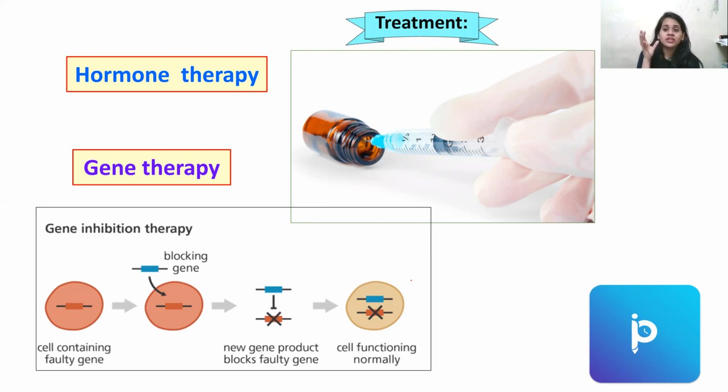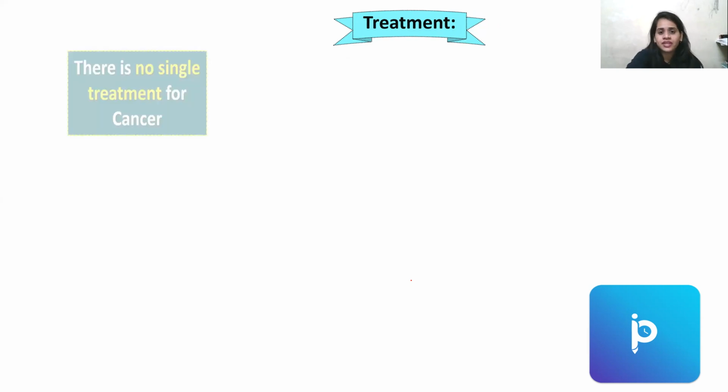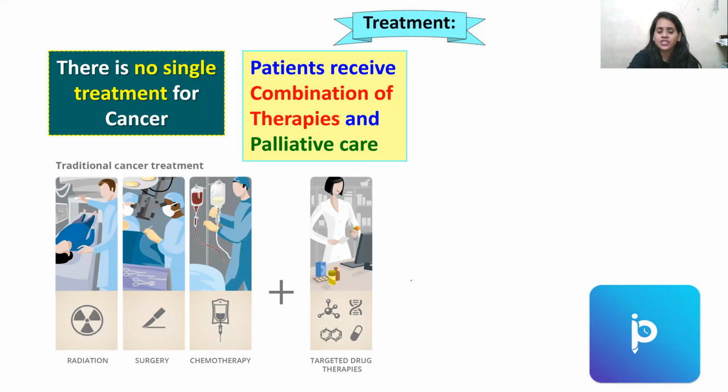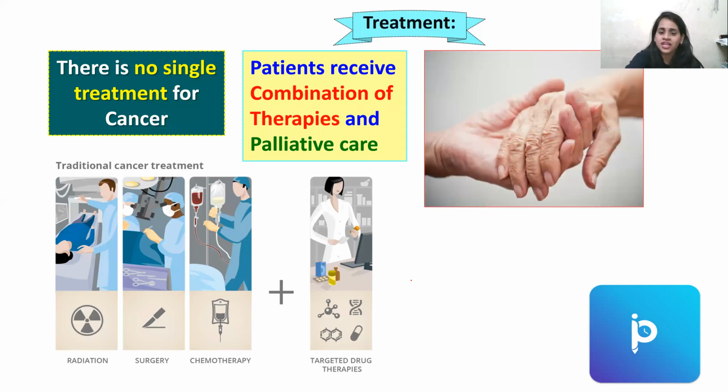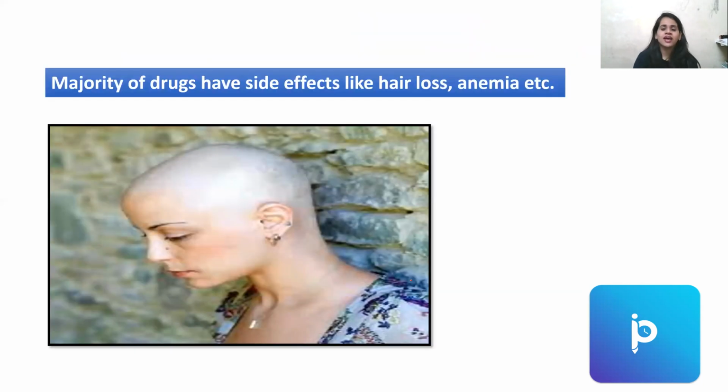So initially we talked about the diagnosis, how you could diagnose a cancer, and then we talked about the treatment of cancer. There is no single treatment for a cancer patient. We have to go with combination therapies and certain palliative therapies, which are very much needed for the cancer patient. Because of these therapies, because of chemotherapy, they suffer from a lot of side effects. Specifically, most of the drugs used to treat cancer cause hair loss, anemia, and many other symptoms like heat flush, irritation, and many more things. So that's all about the treatment of cancer.